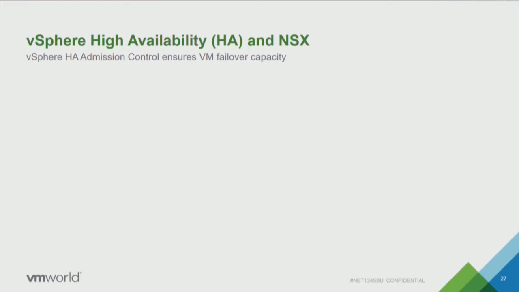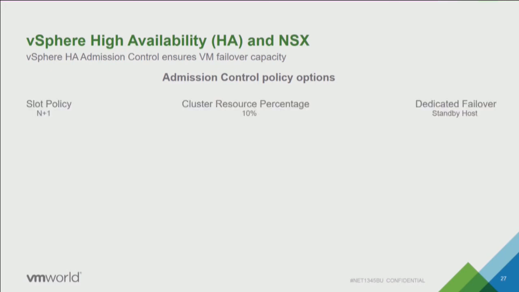So vSphere High Availability and NSX. vSphere HA is incredibly important when we start to talk about small data centers, and more specifically, we want to look at admission control. Admission control is what vSphere HA uses to let you know when you're running out of resources, okay?